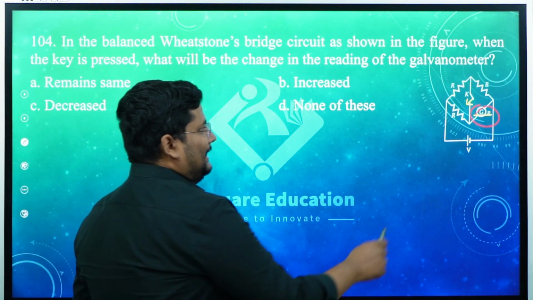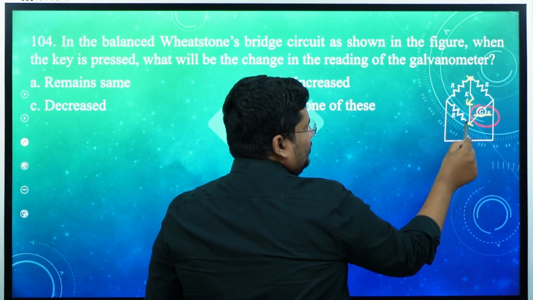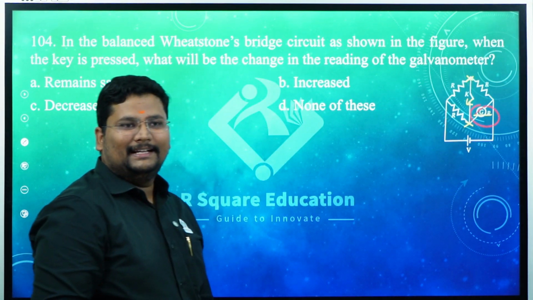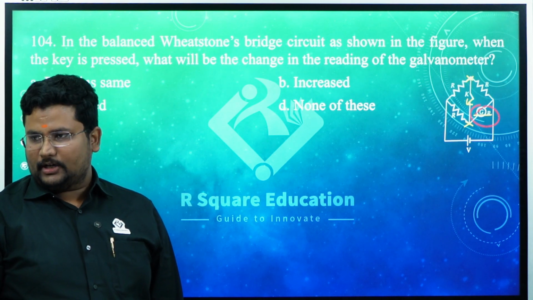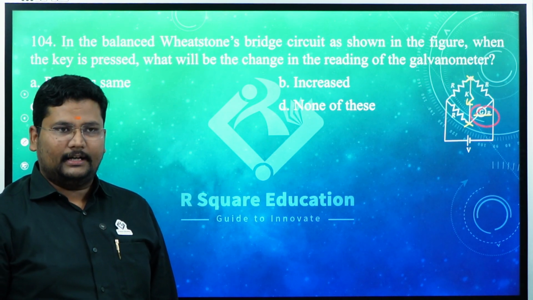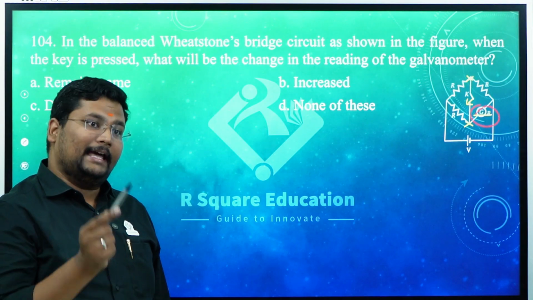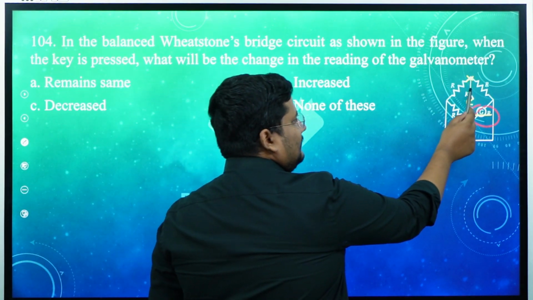So if it is going to be balanced, there is no current flowing through this because the potential will be the same. Correct? Wheatstone bridge concept, they have said the balanced condition, so no current goes through the galvanometer. The galvanometer was there in the middle. Now here the key is there.